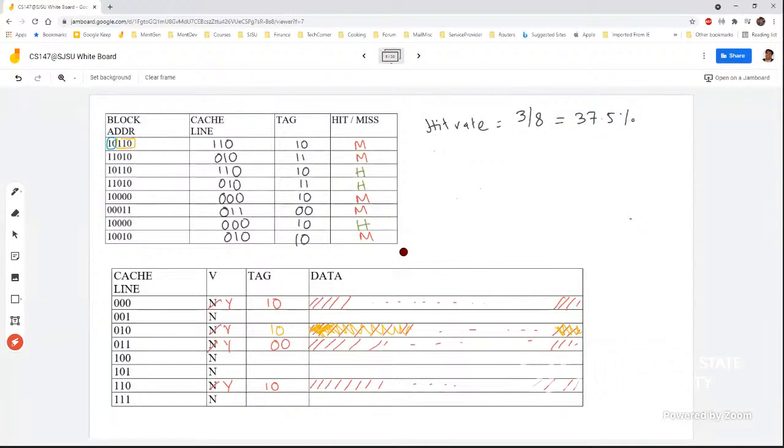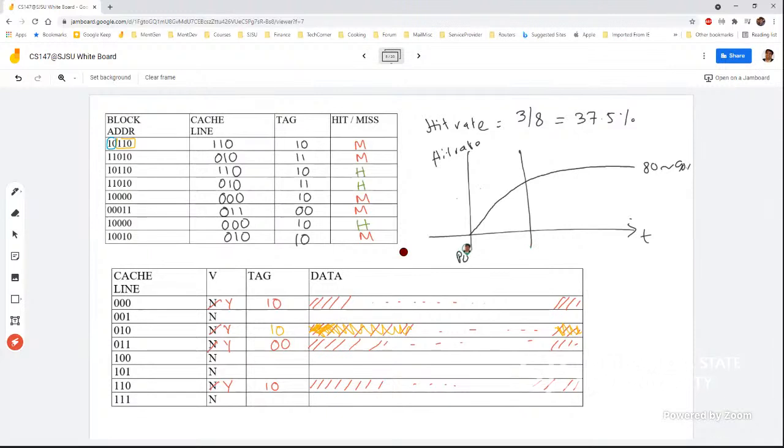As time progresses, as the execution of the program progresses, the hit rate will start gradually rising. If you make a graph of the hit rate over time, it will start very low and ultimately saturate at hopefully around 80 to 90% hit rate. But during this ramp-up time, from power-up until it ramps up, there will be a lot of misses at the initial start point. All right, any questions?